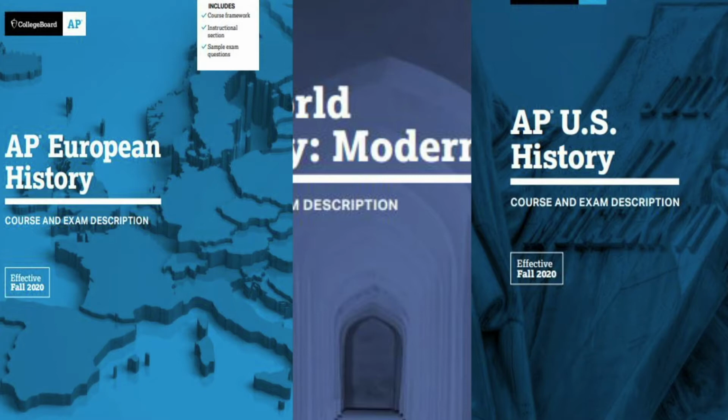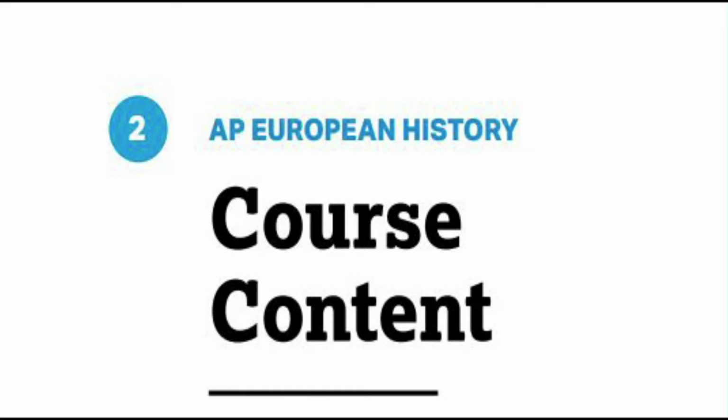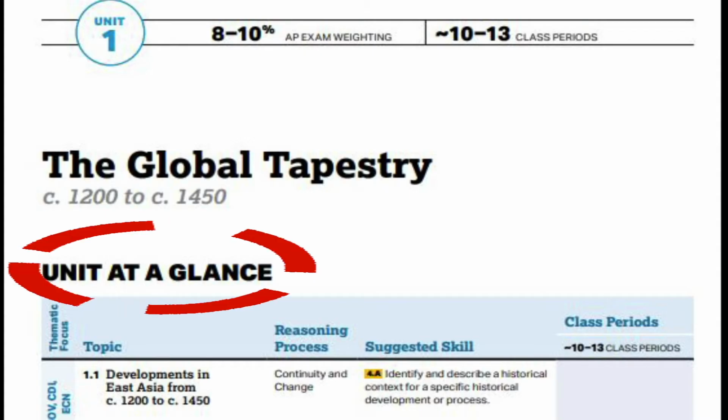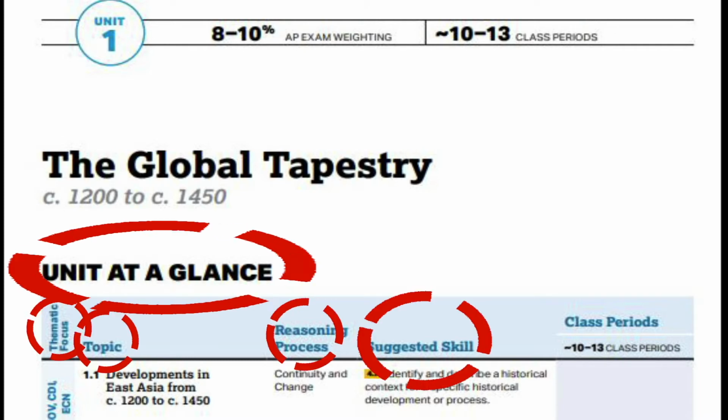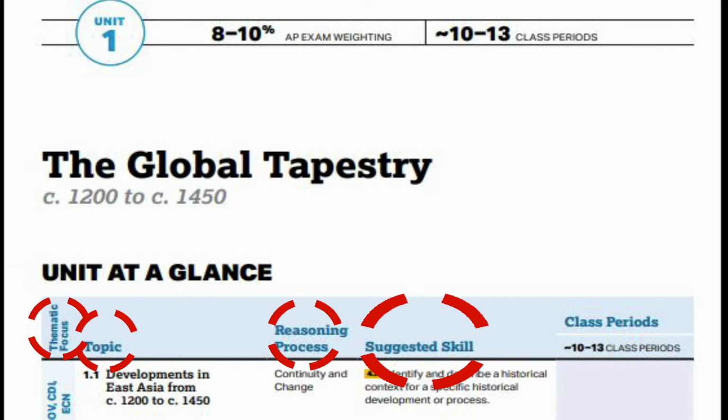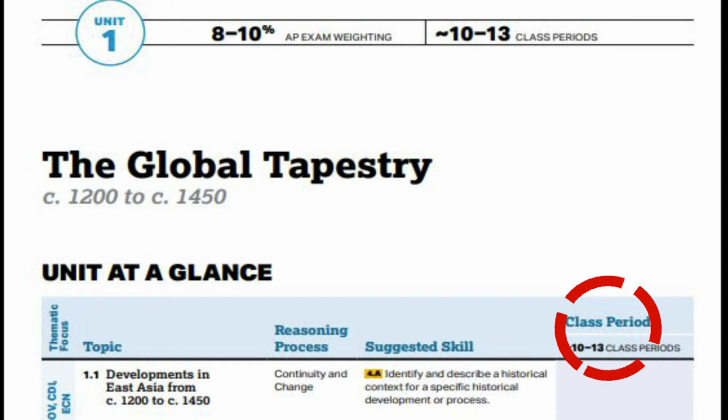So let's take a look at these one at a time, and if you're ever lost, the PDF page numbers for each are listed in the description by course exam. Part 1, course content. Almost 1/2 of all of these PDFs are taken up by each of the 9 units of content by section. Each unit begins with a unit at a glance section, which gives a summary of the unit via the theme, topic, and suggested thinking and reasoning skill. Additionally, it provides suggestions for how many classes to spend on each topic.